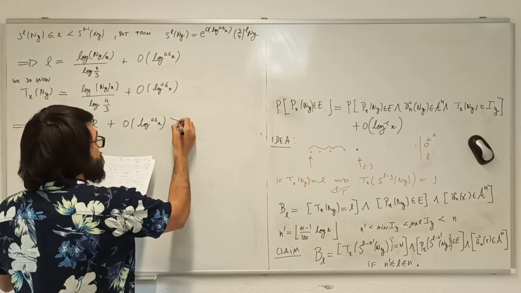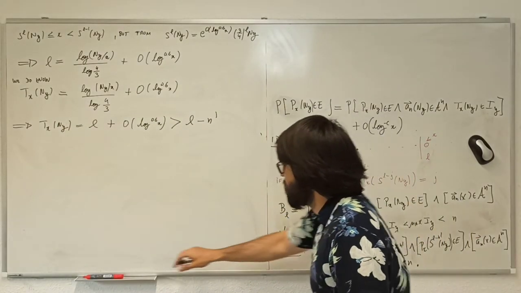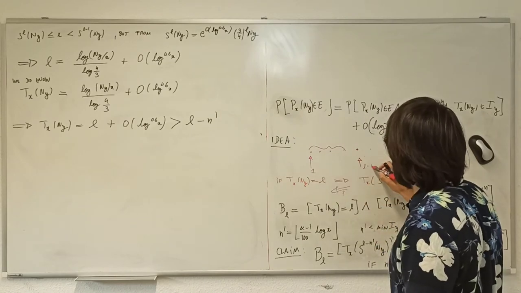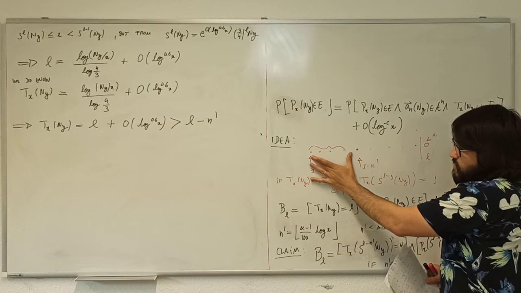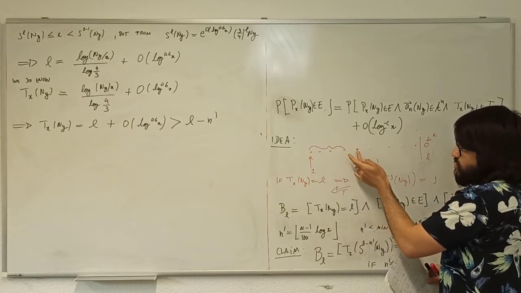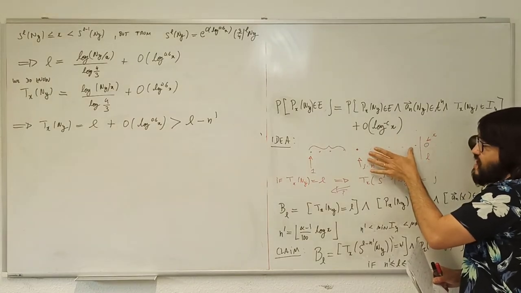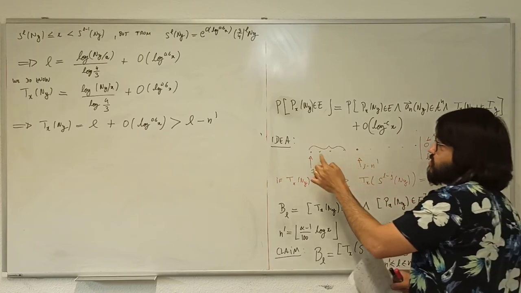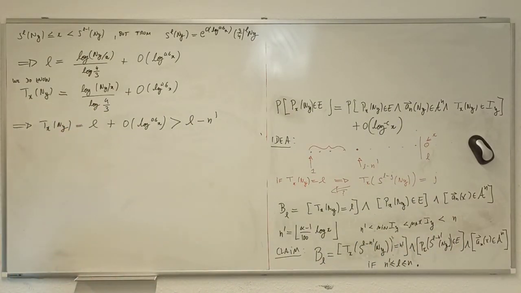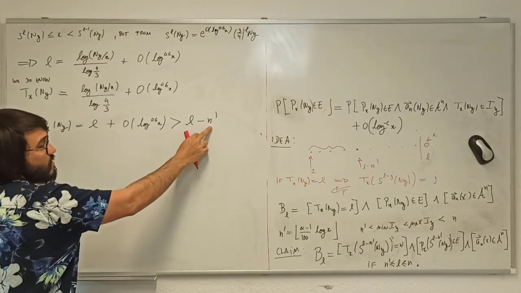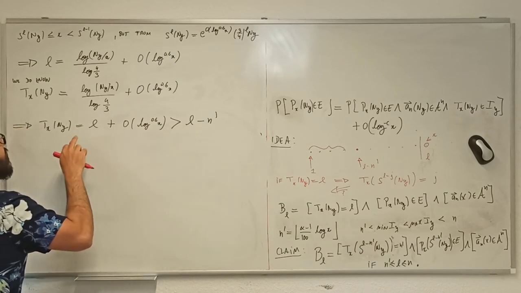But this is asymptotically greater than L minus n prime. So in this example, this was 1, this was L, and this was L minus n prime. I know that if I start from here, I get below X only here. Maybe I got below X in other places here, but if I know that I had to get below x in some place here, then I must get below x in here, because in here there is no number below x. So I just need to show that T_x(n_y) is greater than this. But this is greater than this asymptotically by the choice of n prime. n prime is like log, and this is a small power of the log. So this grows faster, so this will hold asymptotically, and therefore for large x.